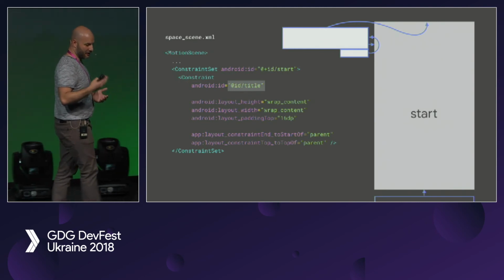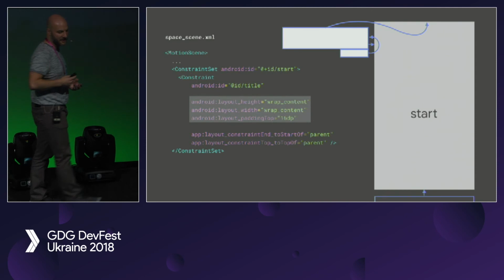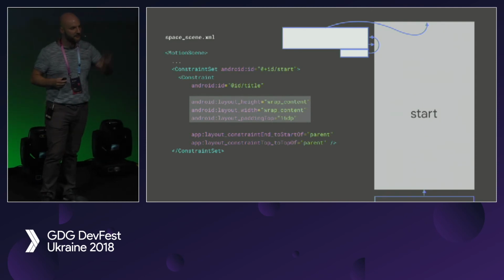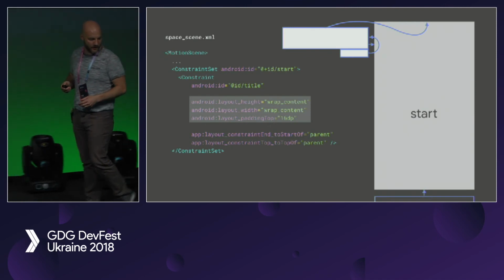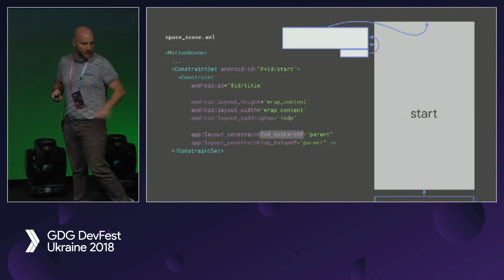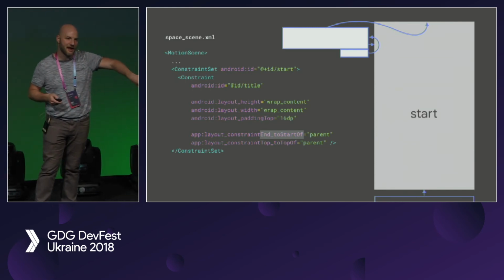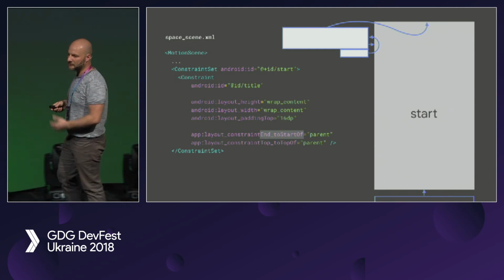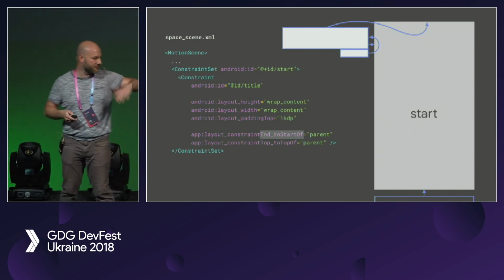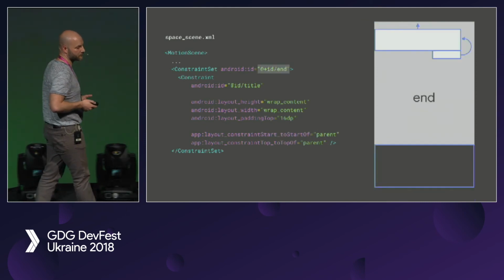So I'm going to constrain that title view. Here in the constraint set, I'm going to specify the width and the height, as well as the padding for this view. And then I'm going to say what I'm supposed to constrain it by. Here I'm trying to push it off the screen, so I'm going to constrain the end to the start of the parent. This is how I push that title off the screen. And I'm going to repeat this constraint for every other view that I'm trying to constrain in my view hierarchy.